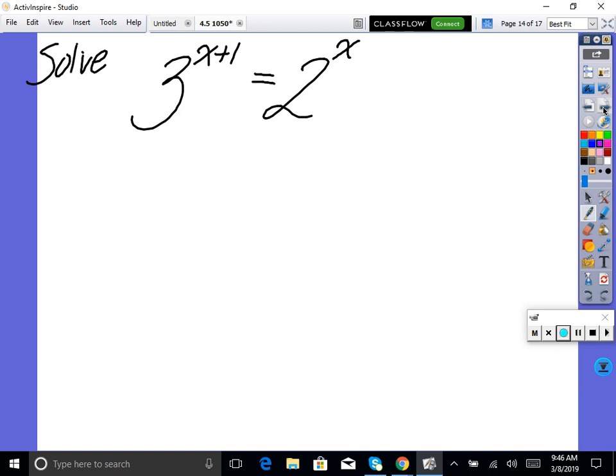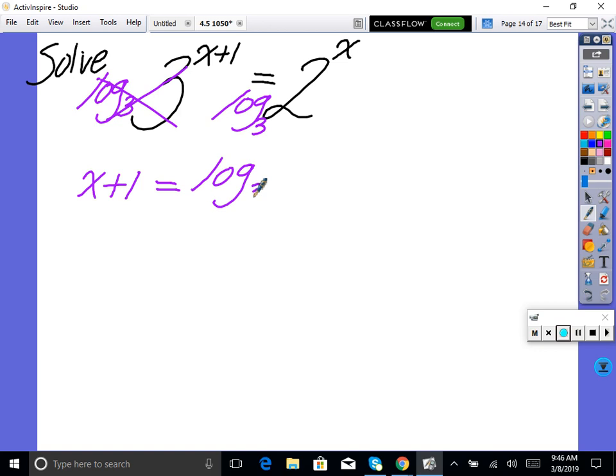So we would log base 3 both sides. Log base 3 and base 3 cancel out. So on the left it actually is nice. We have x plus 1 is equal to, now we have this, log base 3 of 2 raised to the x power.